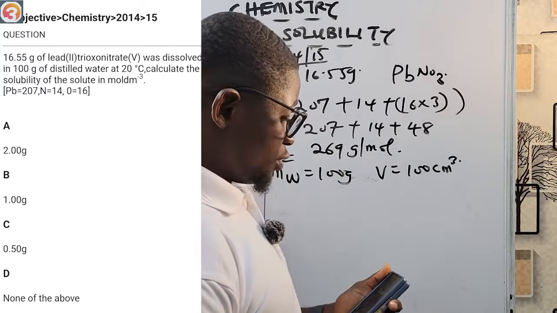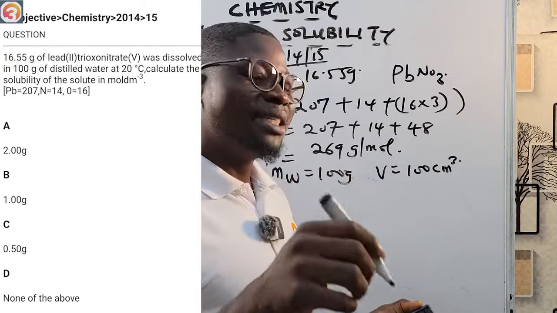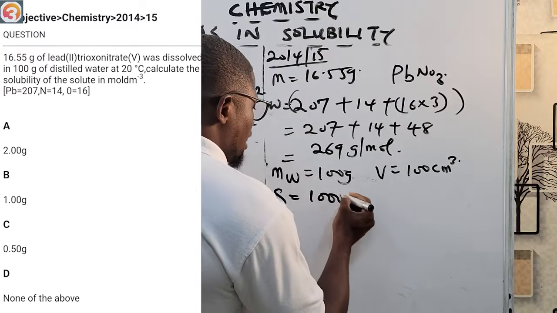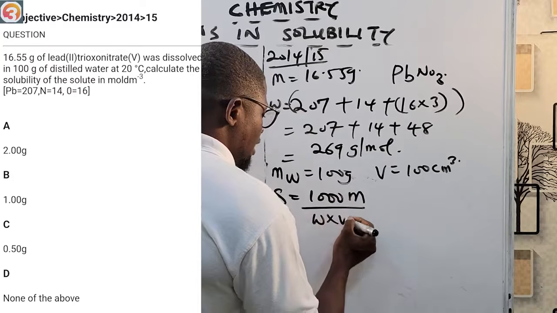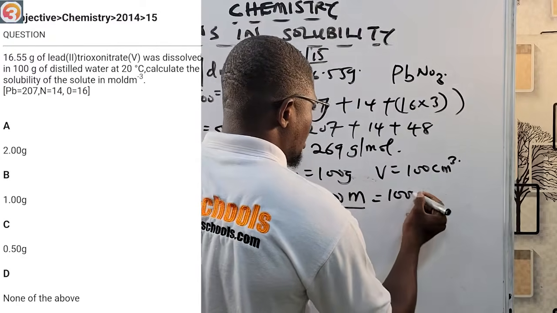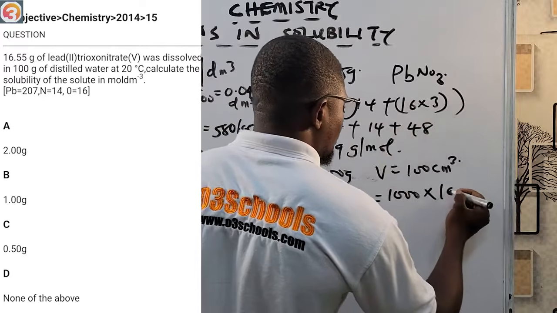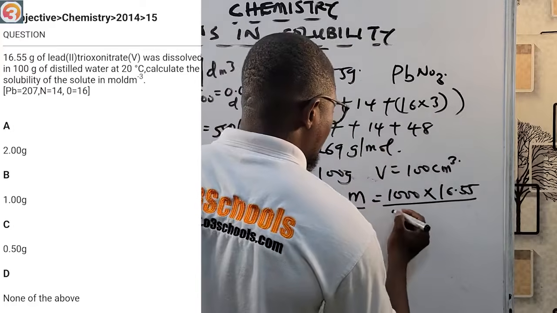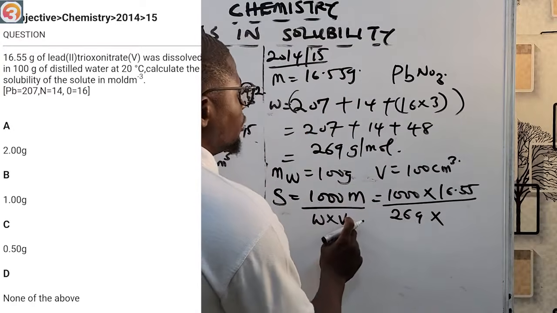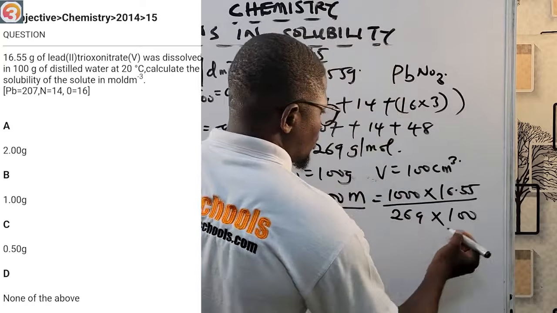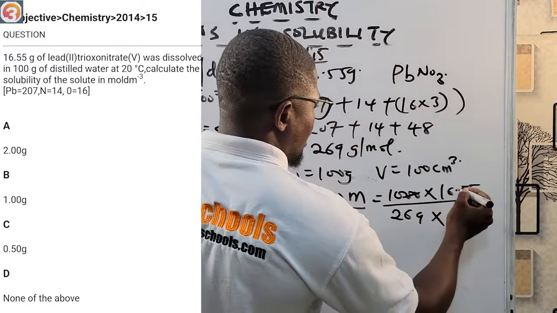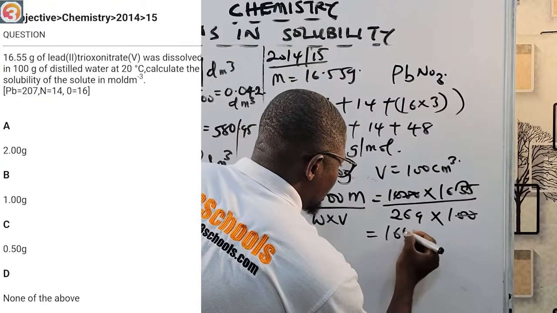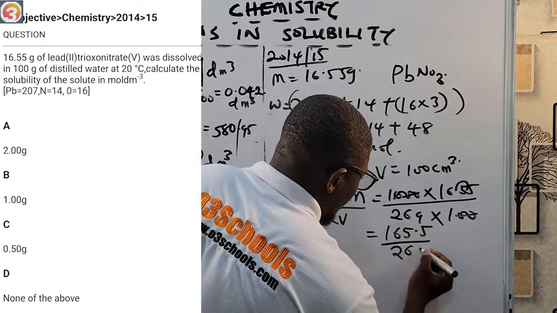Sorry. Let us now check what we need. We are told to calculate the solubility of the solute in mole per dm cube. Solubility in mole per dm cube is 1000 m all over molar mass times volume. So 1000 times mass, 16.55, all over molar mass 269 times volume 100. This 100 will cancel the 100 here, and this 10 will shift the decimal point to the front. I'm going to have 165.5 all over 269.